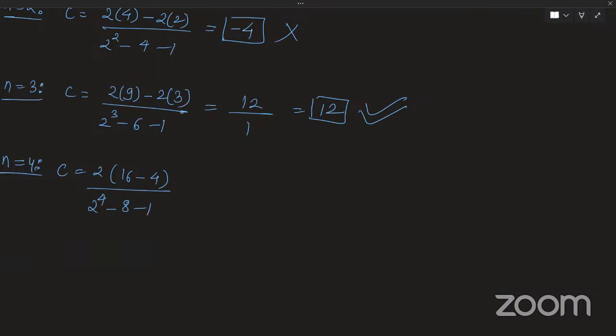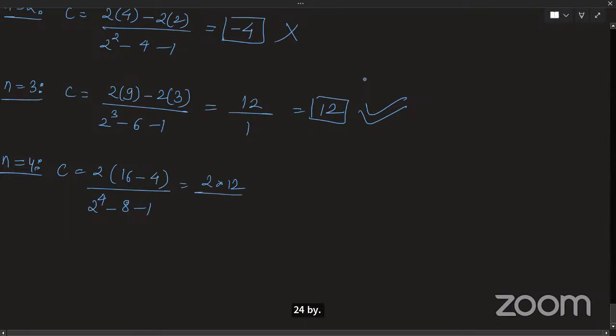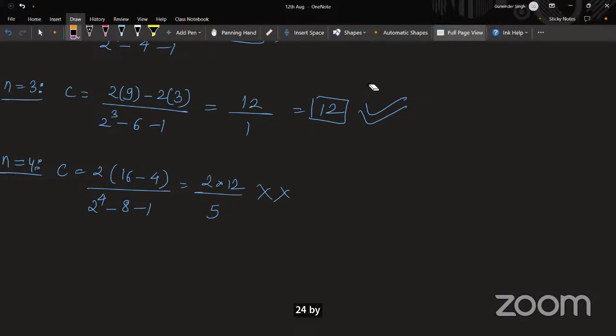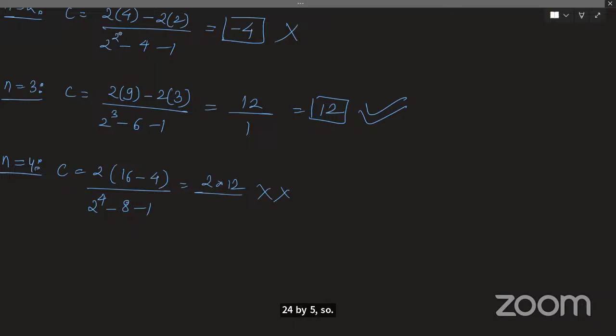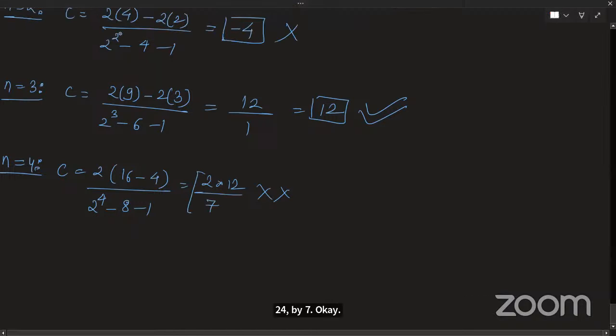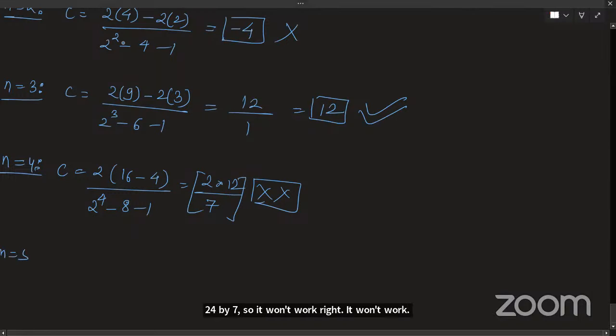24 by 7. So it won't work, right? It won't work because it is not an integer. So fine. Can we go one step further?